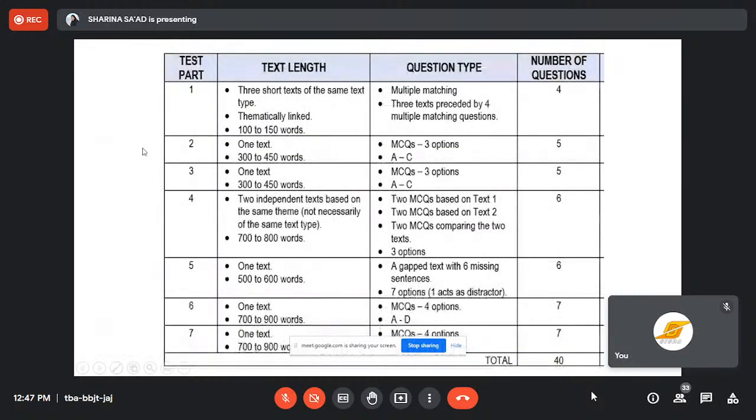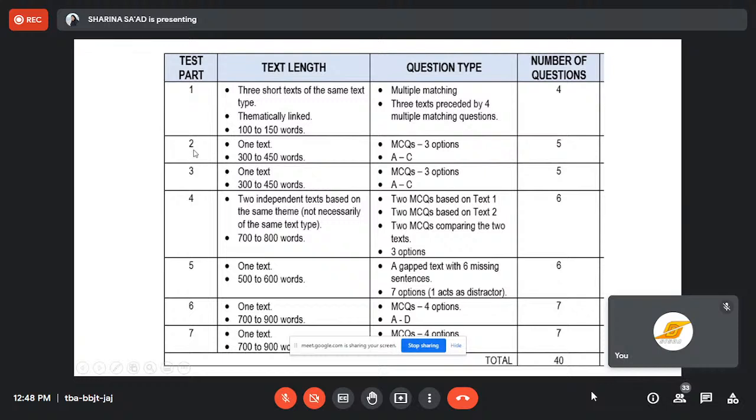Okay, so this is the new format. I will explain one by one. Just now I told you there are 7 parts of text. Part 1, you have 3 short texts of the same type. What you have to do is multiple matching: 3 texts preceded by 4 multiple matching questions. This is like a bonus to you. You have to match the information. Previously you had true, false, not stated, which I think is more difficult, but this one is easier.